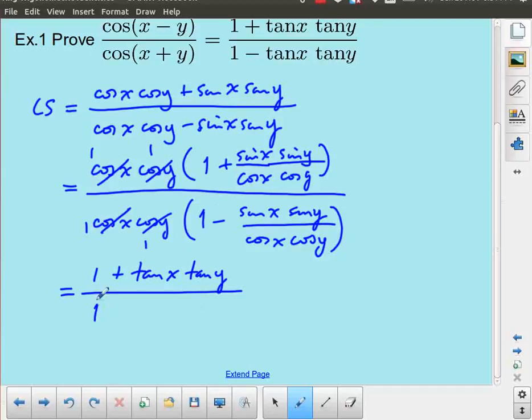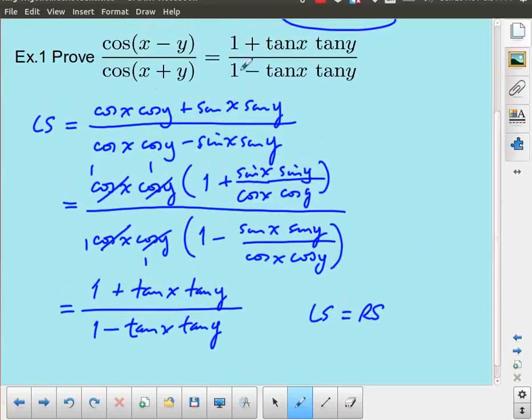1 minus tan x tan y. And the left side is equal to the right side, the only difference being in this case I didn't actually change the right side at all. So what I've done here is something that's completely reversible. I should be able to work forwards and backwards through this, because this is the right side. I've gone from the left side down to the right side. I could go from the right side back to the left side by reversing those operations.